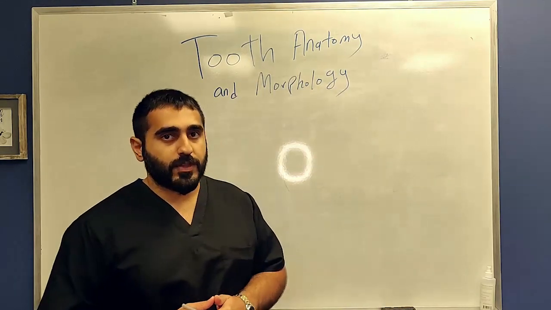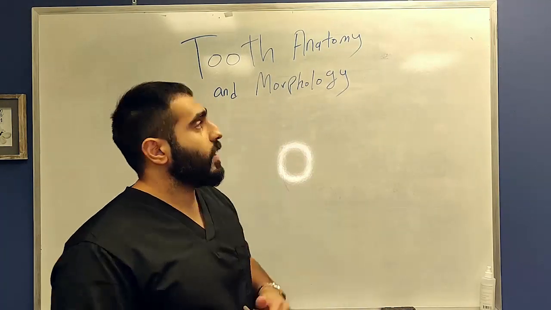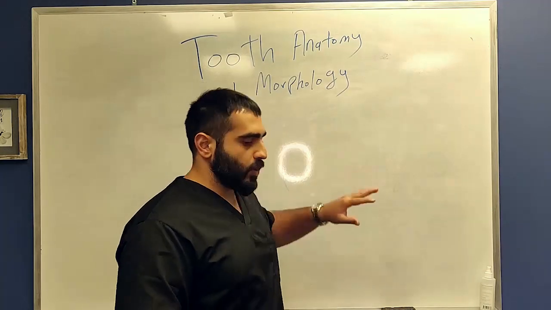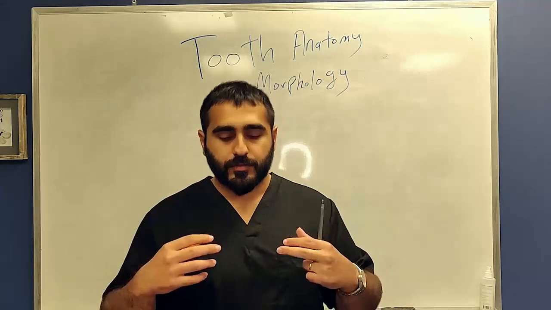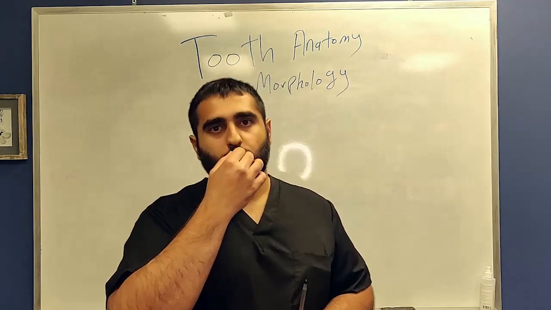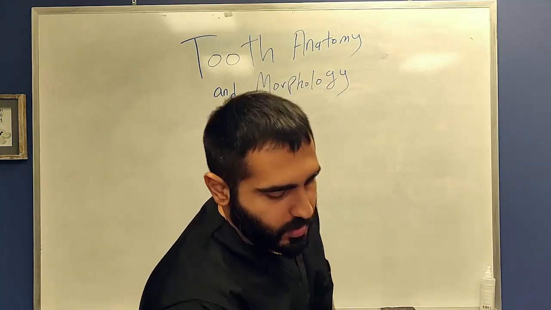For the first part of this fundamental class, we are going to talk about the anatomy of the tooth and the morphology of the tooth. Now, before we start, we have to know the names of the two main jaws that hold our teeth. The upper jaw is called the maxilla, and the lower jaw is called the mandible.